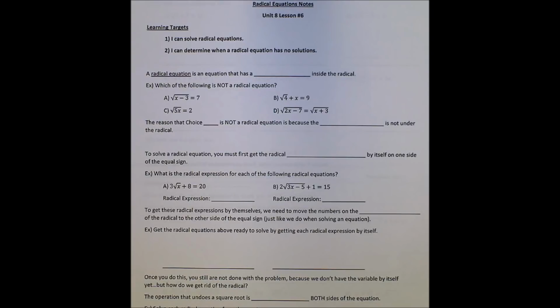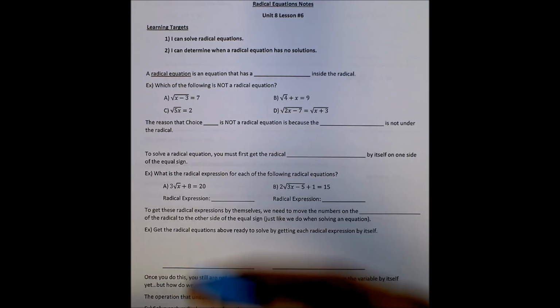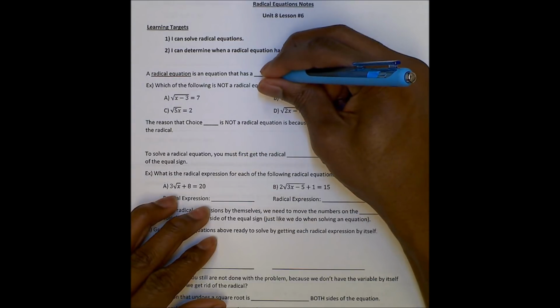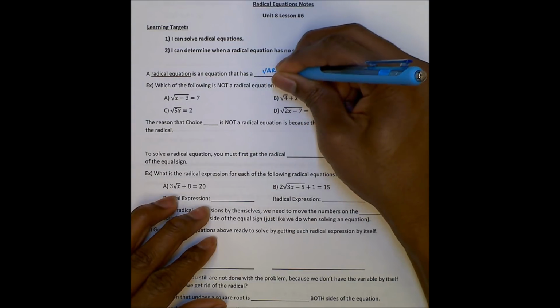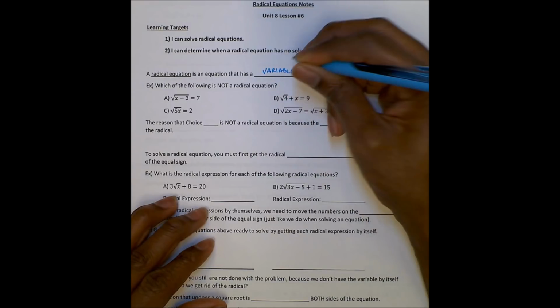Today we're going to talk about radical equations. At the end of this video, you should be able to solve radical equations, and you should be able to determine when a radical equation has no solutions. Okay, a radical equation is an equation that has a variable inside the radical. Make sure it's inside the radical.